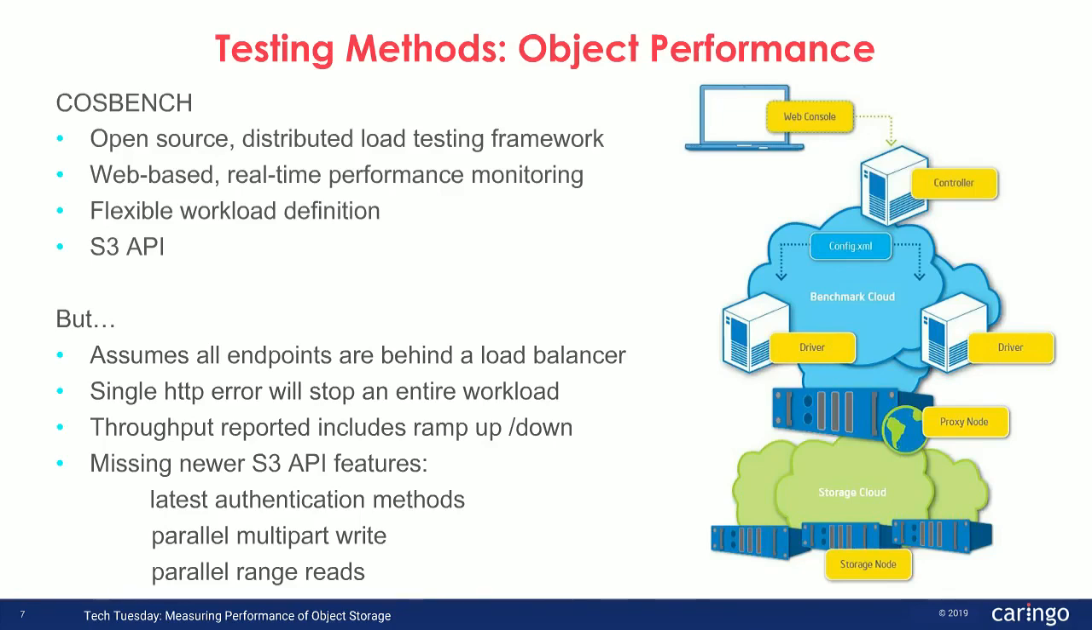And as well, CosBench was missing some of the newer S3 API features, which included authentication methods, parallel multi-part writes, and parallel range reads.